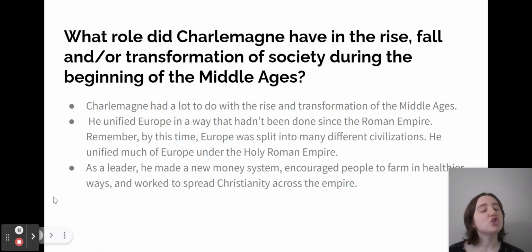So what role did Charlemagne have in the rise, fall, and/or transformation of society during the beginning of the Middle Ages? Charlemagne had a lot to do with the rise and transformation of the Middle Ages. He unified Europe in a way that hadn't been done since the Roman Empire. Remember, by this time, Europe was split into many, many different civilizations. He unified much of Europe under the Holy Roman Empire. As a leader, he made a new money system, encouraged people to farm in healthier ways, and worked to spread Christianity across the empire.